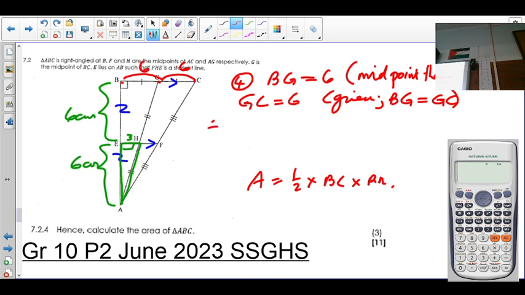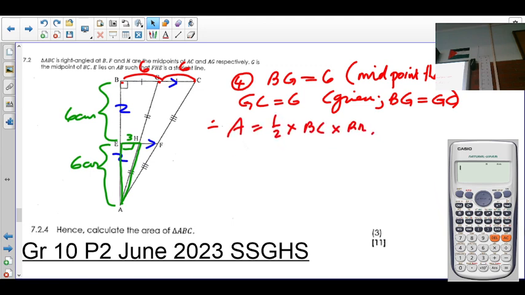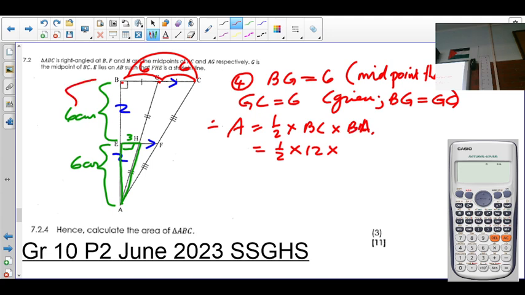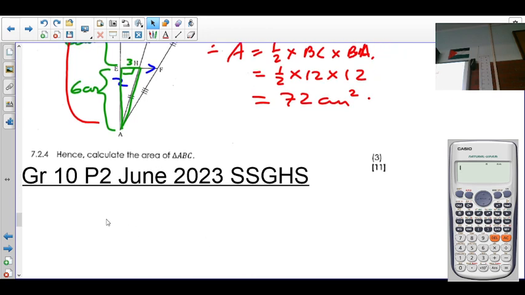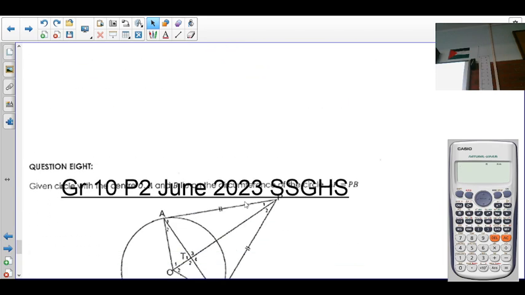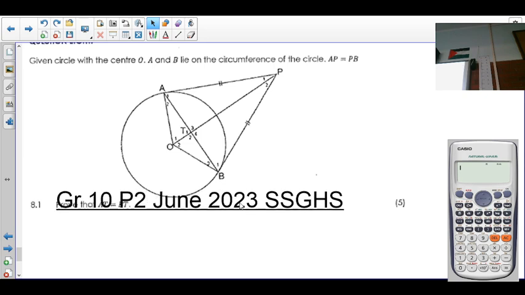So therefore, the area can be calculated of a base, which is BC. And what's the length of BC? 12. This is AB, no? This is also 12. That's going to be times 6, which is 72 centimeters. Okay, you guys understand? Is there more? Yeah. It's been a long paper, no?